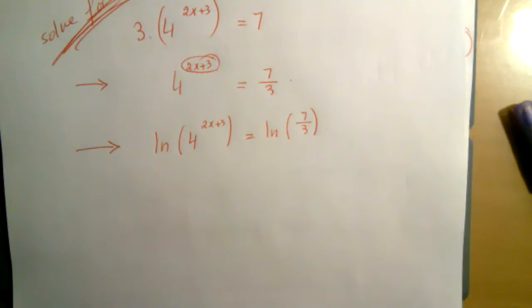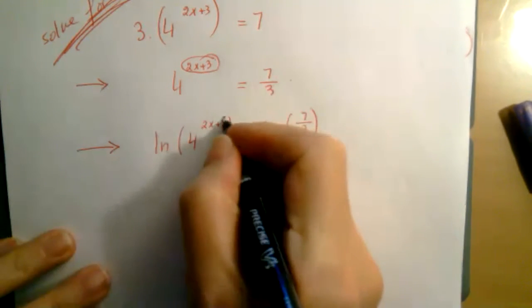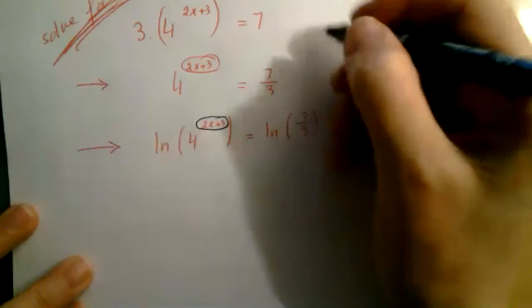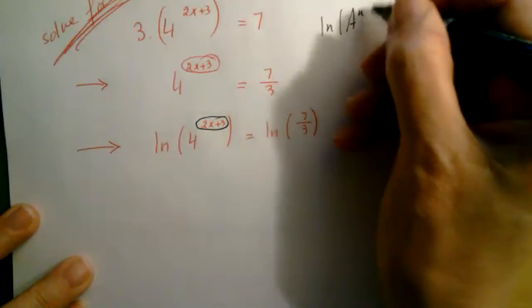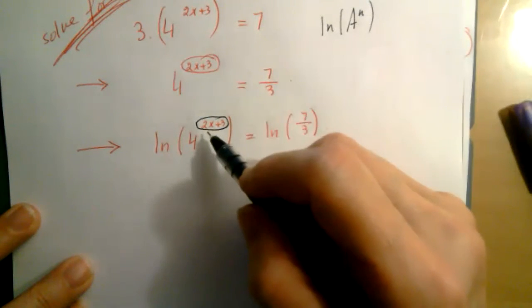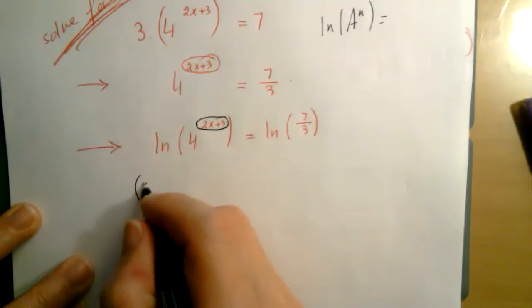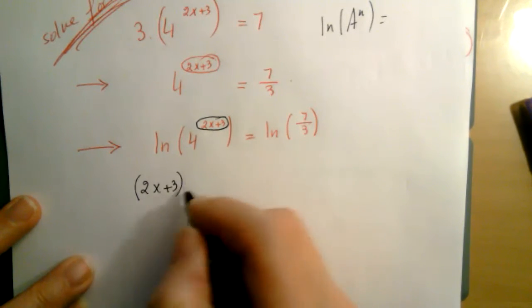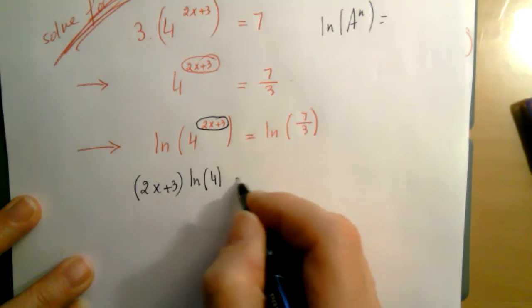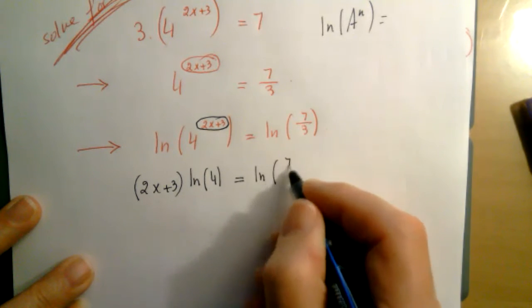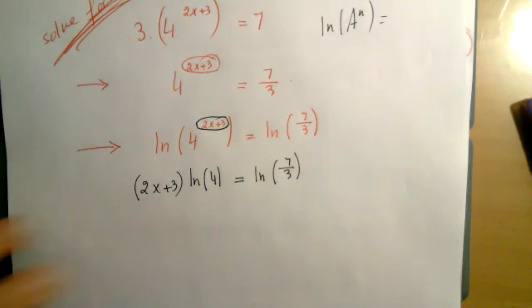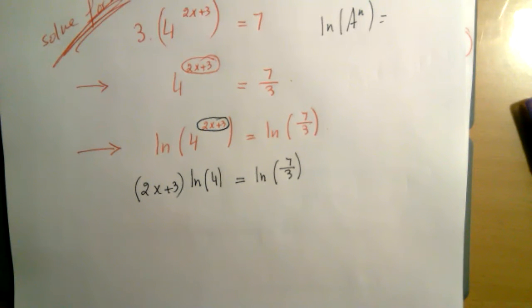Now, what is my power here? 2x plus 3. That's my power right there. So in the scenario, ln of a to the n, the n is 2x plus 3. The a is 4. So this is going to be equal to the quantity 2x plus 3 times ln of 4 equal ln of 7/3. I know it looks complicated. I'm aware of that. How do you think I want to solve for x?